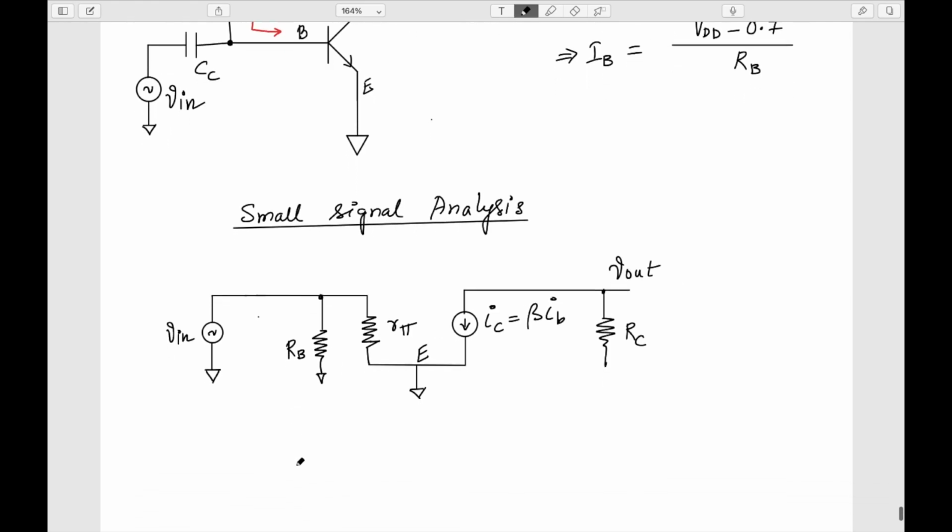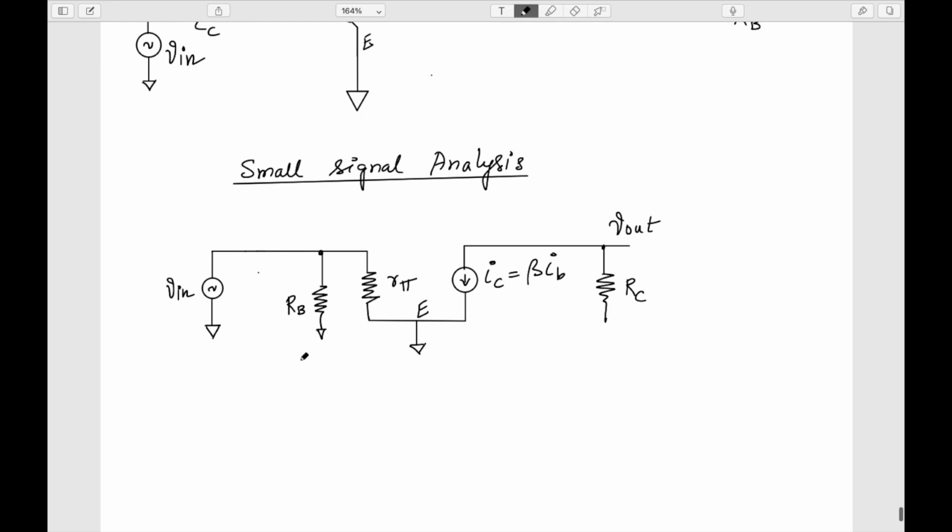Now we can analyze this circuit. The analysis is very simple because V in is directly coming across this VBE, so V in is equal to VBE. Of course, because of V in, some small signal current may flow through this resistance, but that is fine. It is directly appearing across this VBE. Therefore the gain is the same as what we derived previously: AV equals minus IC RC by VT.